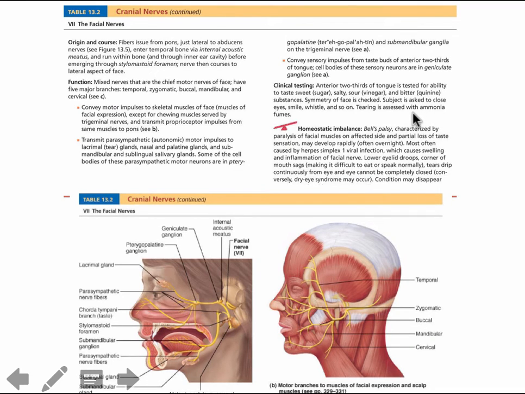The next cranial nerve is the facial nerve, and the facial nerve is a very large nerve as well. It has 5 branches, and all of them are listed on this slide. We have the temporal, the zygomatic, the buccal, which is the cheek, the mandibular, and the cervical. When this nerve is damaged, it is associated with Bell's palsy. Bell's palsy almost looks like there has been a paralysis of the facial muscles.